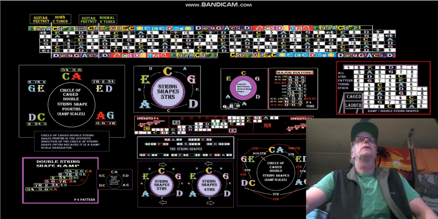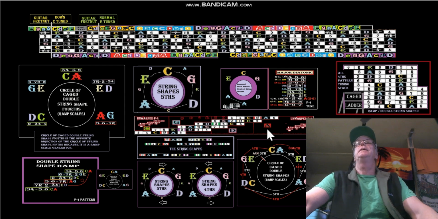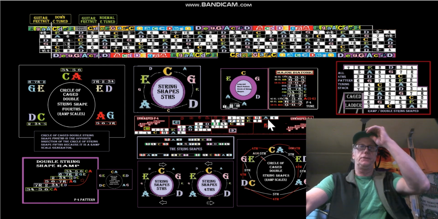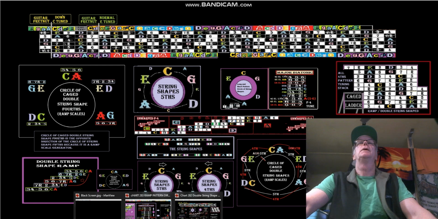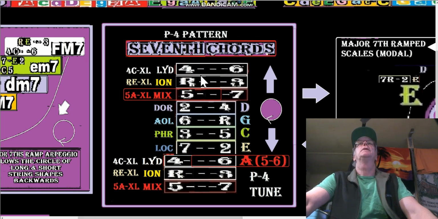Okay, so we're back. Let's look at the chart as it stands here. Are we on the right chart? Oh, we're not on the right chart. We're on the previous chart. Let's see if I have the other chart up. Okay, yeah. So where were we? We were looking at the seventh chords.